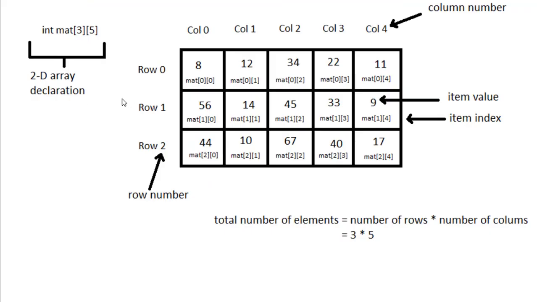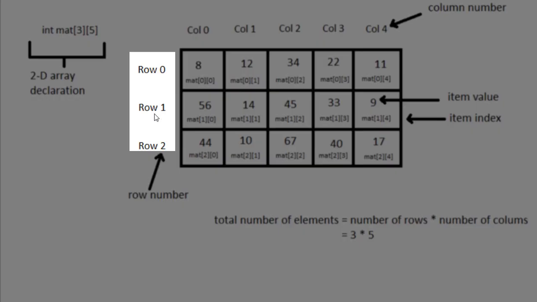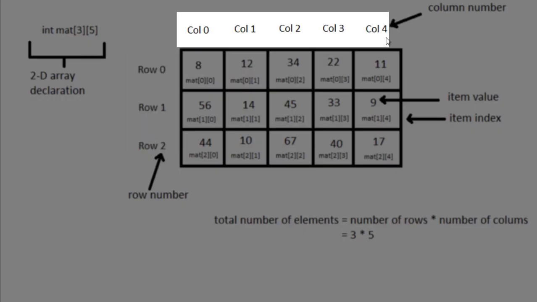You can get all of the information about arrays here. The 2D array declaration is int, or whatever type you want to give it, and then the name of the array and then the index, right? This is a 3 by 5 matrix or array, and by 3 by 5 what we mean is there will be 3 rows and 5 columns.